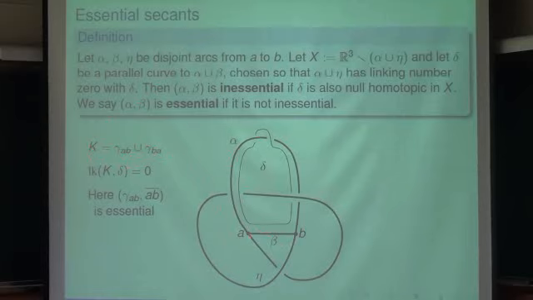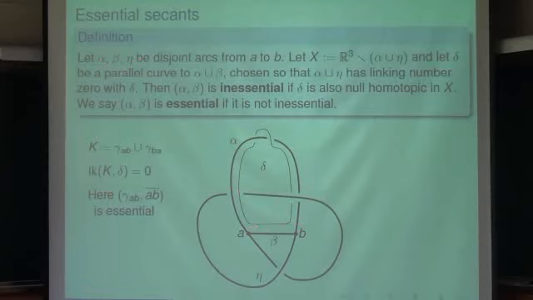Arc alpha is the knot from A to B. Arc eta is the arc of the knot from B around to A. And then this arc beta is the secant line from A to B. So it's a general idea, but we can use it in this specific case. And then I want to think about the complement of the knot, i.e. the complement of alpha union eta.